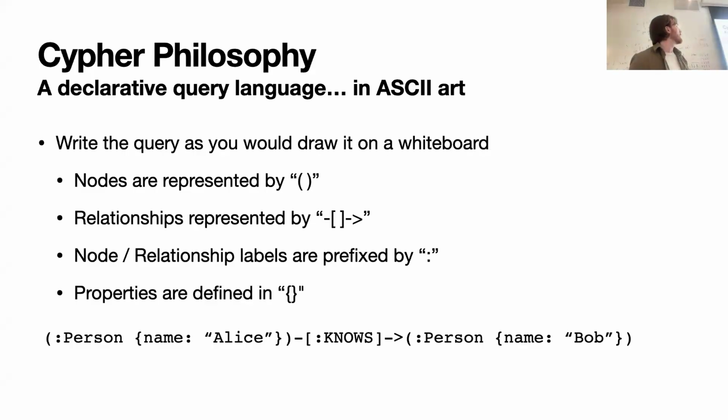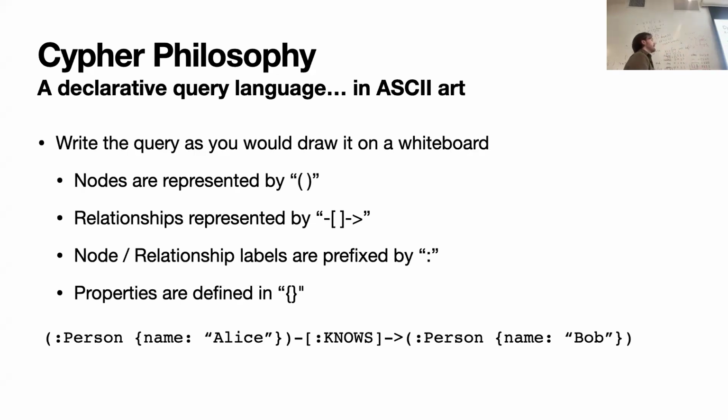Okay, so now we're going to talk about Cypher, the graph query language. This is how you read and write to your database. The Cypher philosophy is, I think, really cool and really easy to work with. It's a declarative query language. So you just specify the pattern that you're looking for in ASCII art.